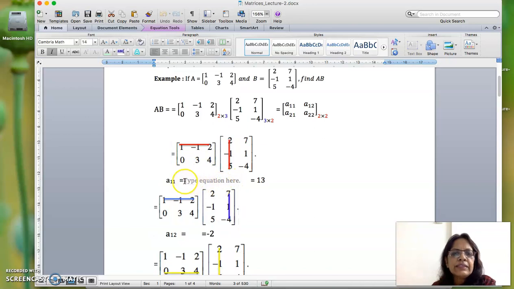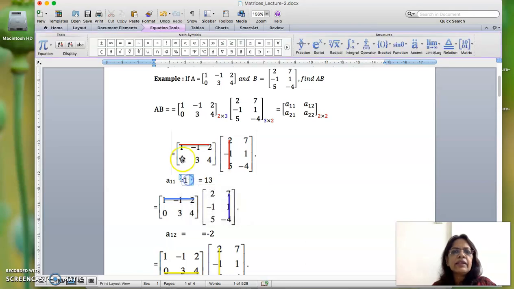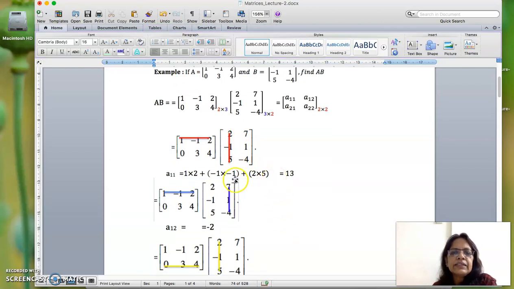When you multiply, just see what it will be. 1 into 2, plus minus 1 into minus 1, plus 2 into 5. So the resultant, just add this and see, 10 plus 1 is 11, plus 2 is 13. That is the first row multiplied by the first column.